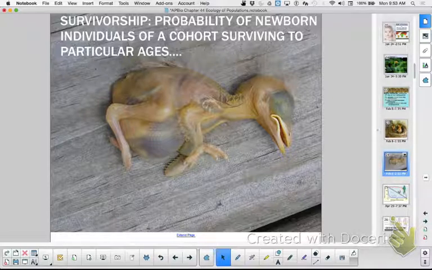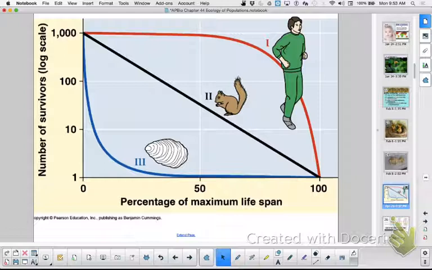So on your notes, all of the members of a population born at the same time. There are 3 curves. And again, these are idealized curves. Sometimes they'll be between 1 and 2 or 2 and 3. If you're a type 1 curve, which we are, then of 1,000 births, you always start at 1,000, most survive the process of birth and they die when they are older. The other extreme would be type 3, which is most offspring die.